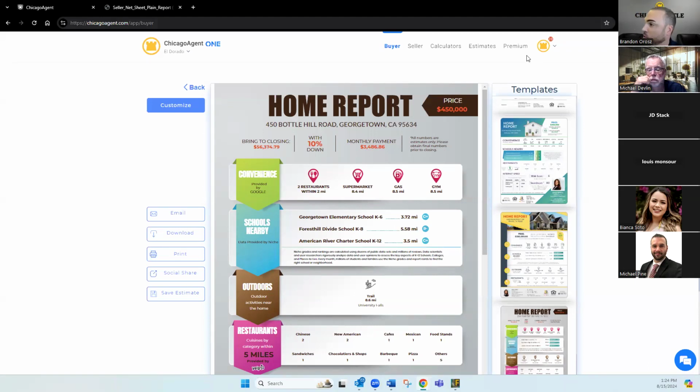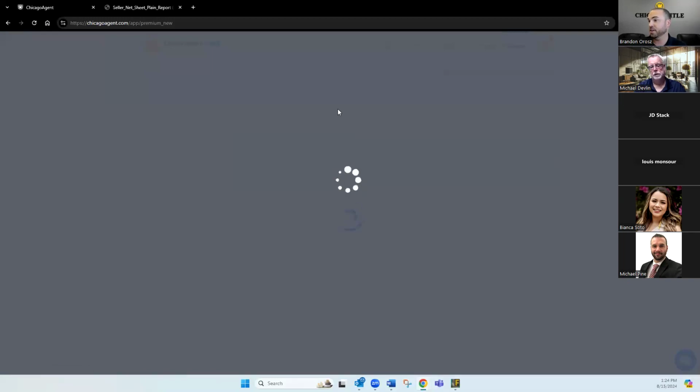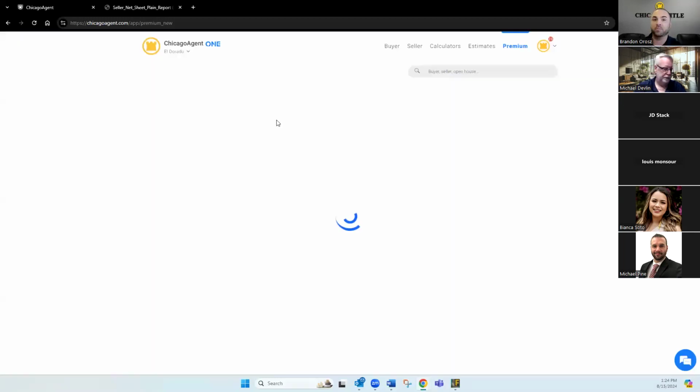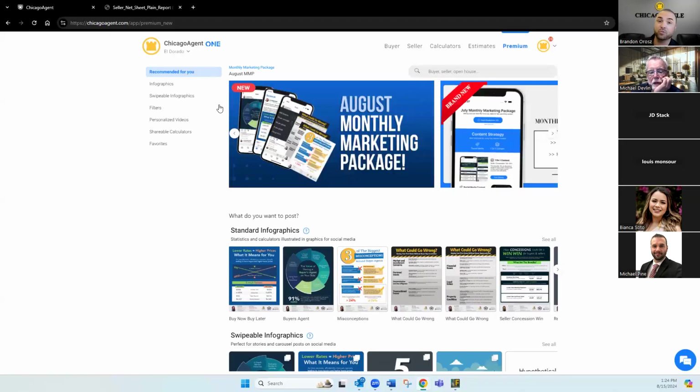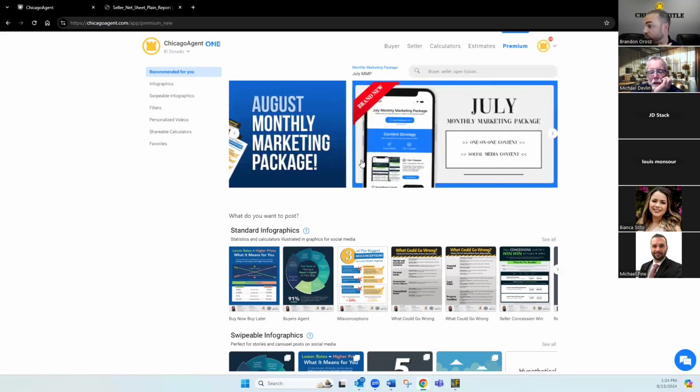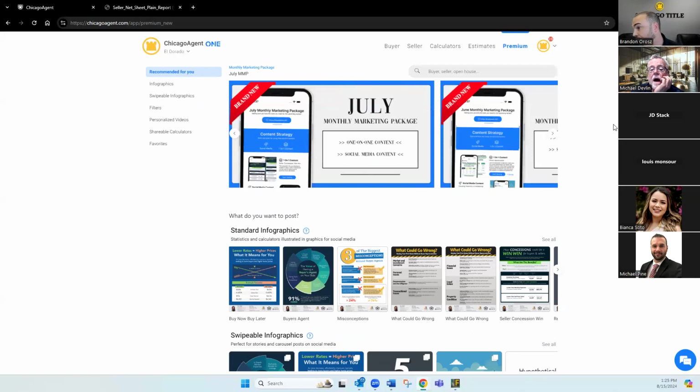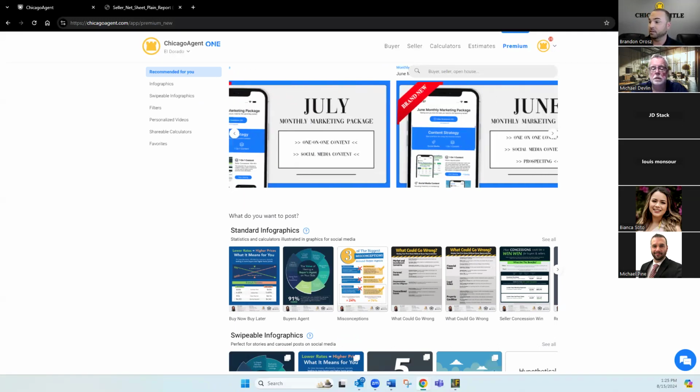Before we wrap things up, I want to show you the premium content. This is the other side of things that you get when you pay that $12 a year annual. I think if you do the annual, it's like a few dollars less, so it's actually less than $12 a year. And every month they come out with a different marketing package, so you're never going to be without new content.